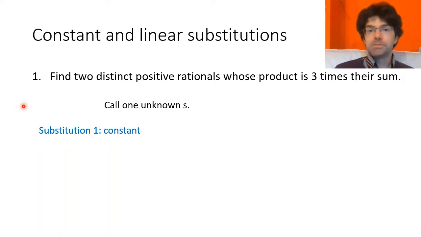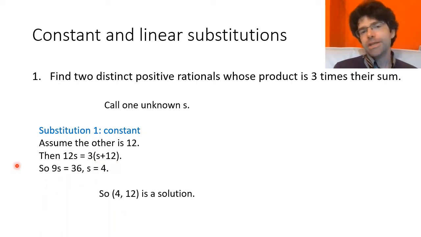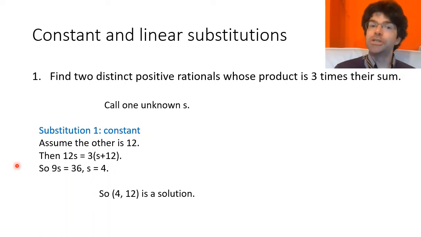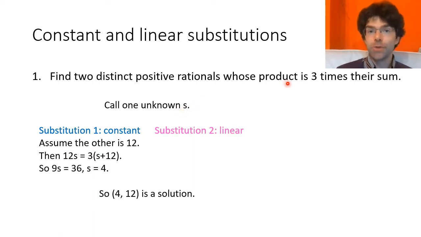So what Diophantus does specifically in this case actually is to assume that one of the unknowns is 12. Then we have 12s is 3 times s plus 12, rearrange, and we find a valid solution, 4 and 12. Now equally, Diophantus might have thought through a type of substitution of which he's actually even fonder than the constant substitution. Suppose the other unknown is some given multiple of s. Well, then the product's going to be a multiple of s squared, and the sum is going to be a multiple of s. So again, this kind of substitution is going to produce an equation in helpful form. The terms belong to the neighbouring powers s and s squared.